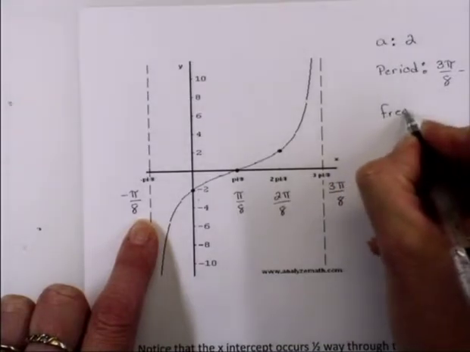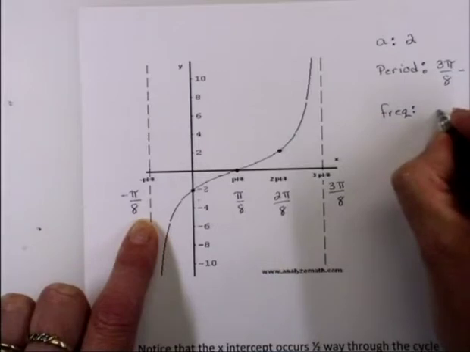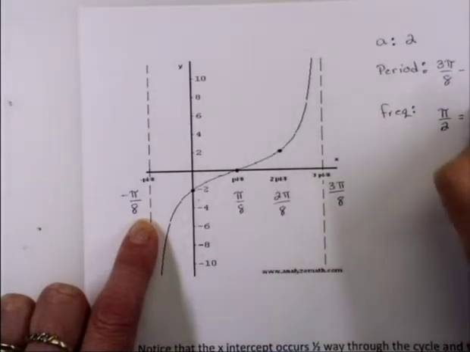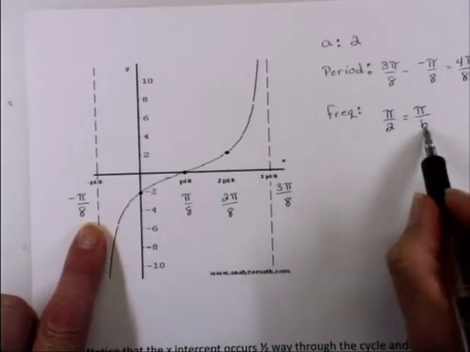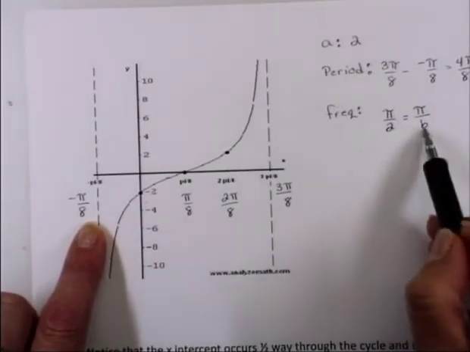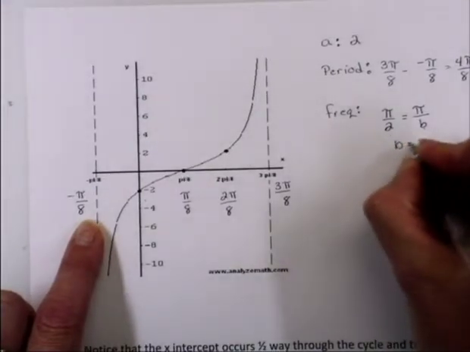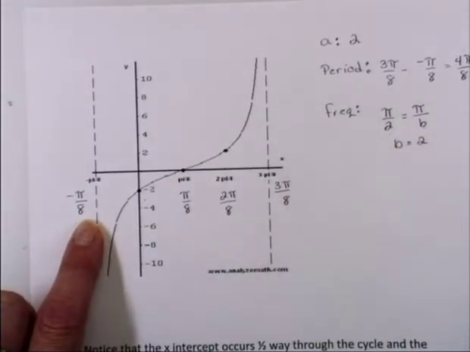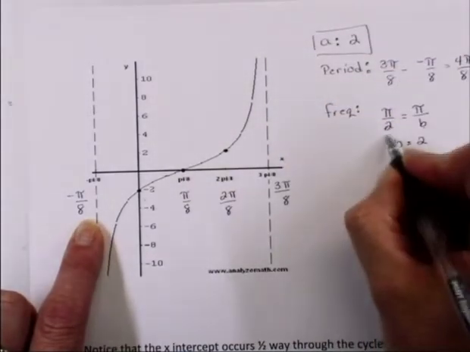Frequency, same procedure we've used in the past. Take your period equal to, now this time though with a tangent function, it's pi divided by b, not 2 pi divided by b. So we got pi divided by b, so b must be 2. Okay, so now we have our A, and we've got our B.